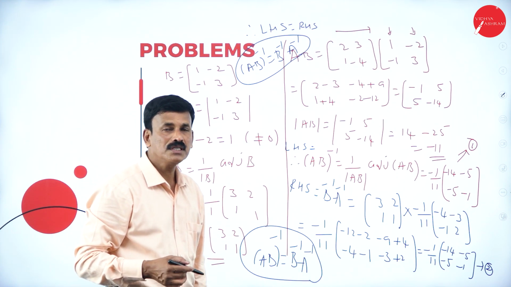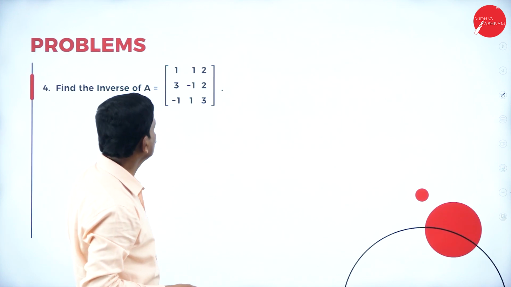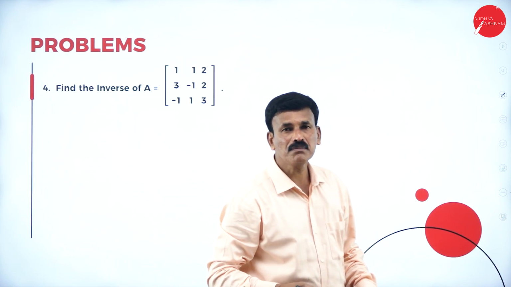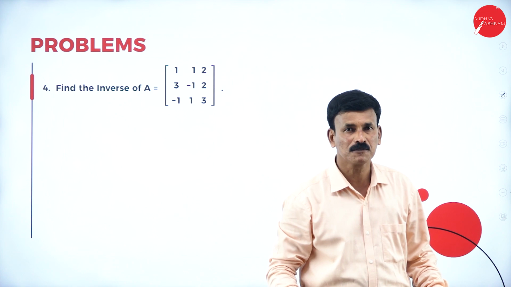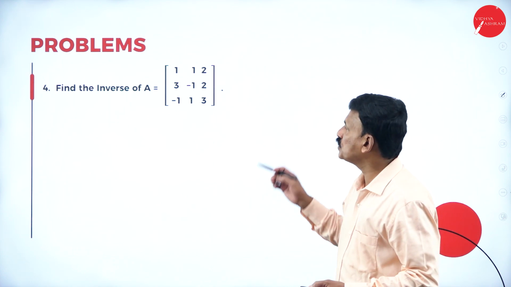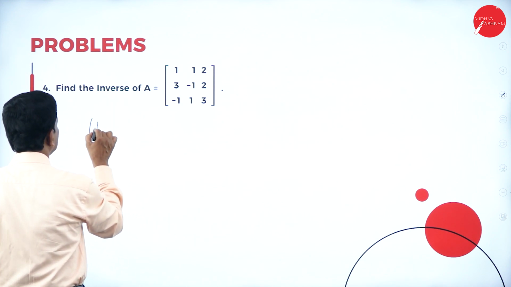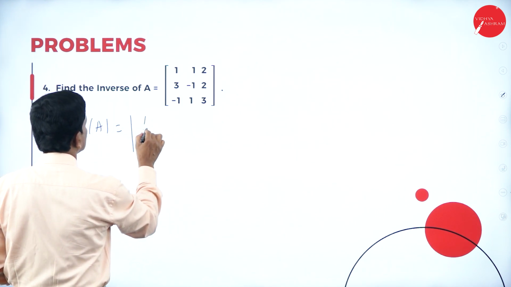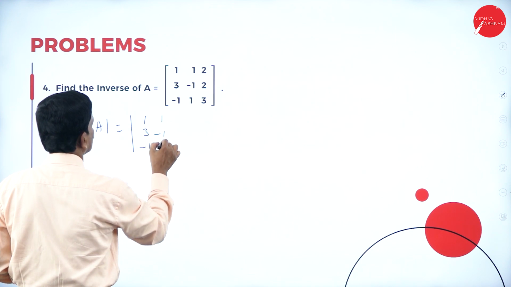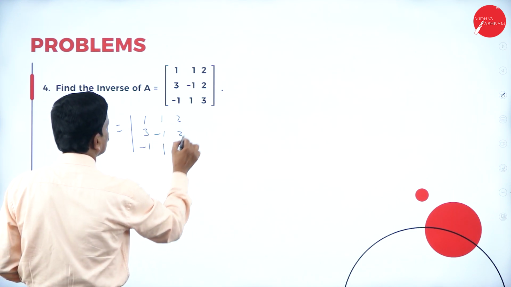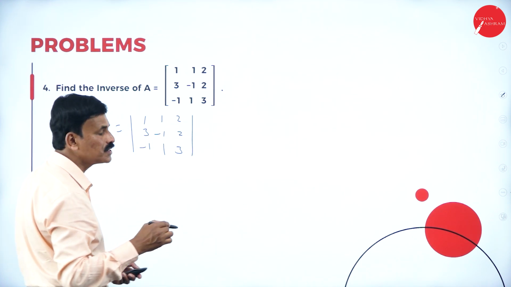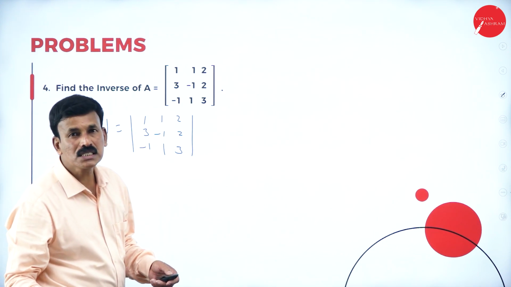Hope you followed. Now let us see how to find the inverse of a third order matrix. Take an example of 3 rows and 3 columns. Find the inverse of A. Let us write down the determinant of A, which is 1, 3, minus 1, 1, minus 1, 1, 2, 2 and 3. Check whether it is singular or non-singular, that is, whether the inverse exists or not.